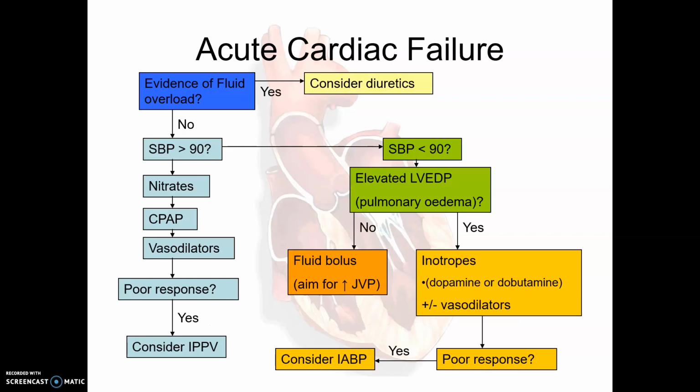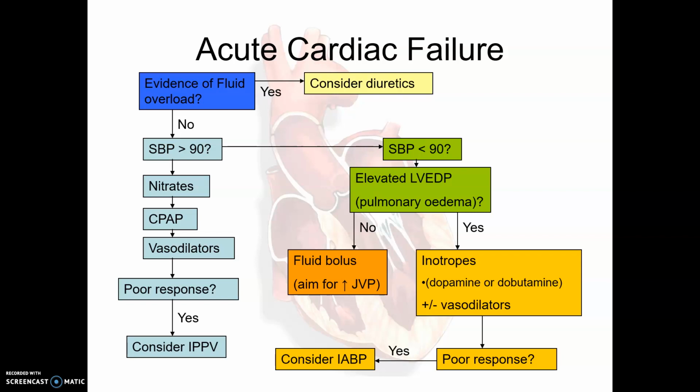So this is a little algorithm to help us decide what we want to do. We have a patient in heart failure. Ask ourselves if they are in fluid overload. If they are, so somebody who comes in with acute on chronic heart failure with biventricular failure and edema, we could consider diuretics. If not, and the patient's blood pressure is more than 90, we can try nitrates, CPAP, and vasodilators. If patients don't respond to this treatment, most do, then we may consider IPPV or positive pressure ventilation.